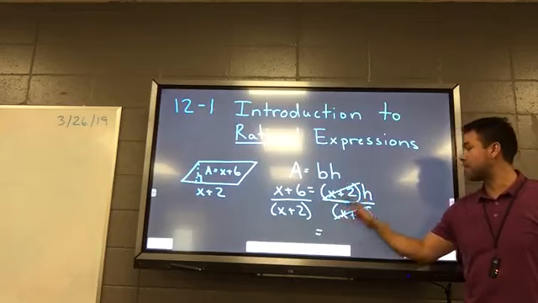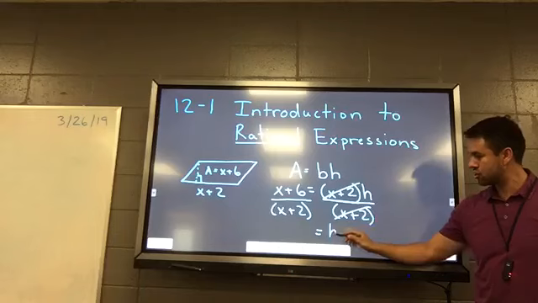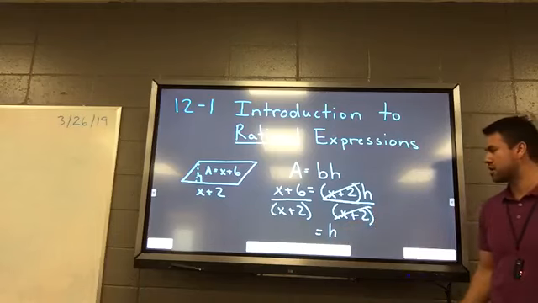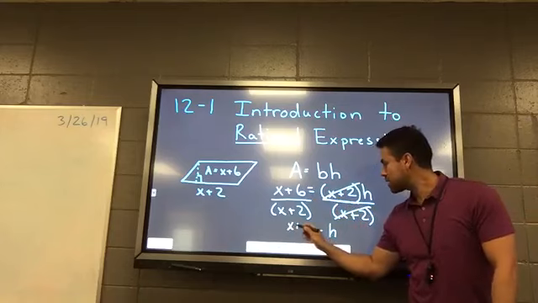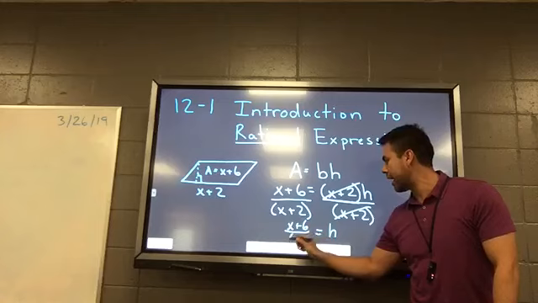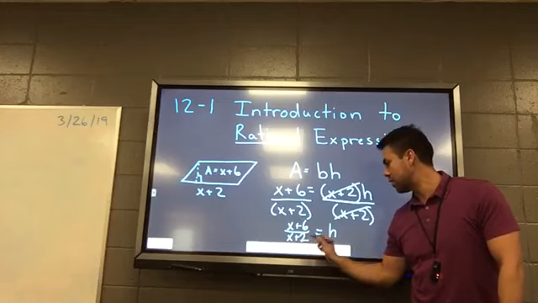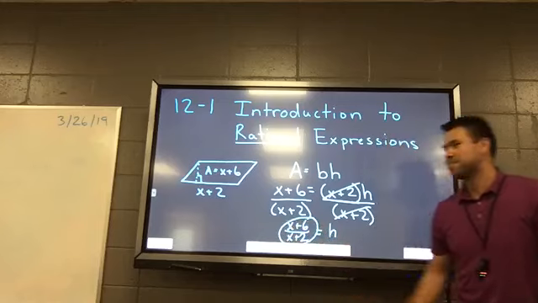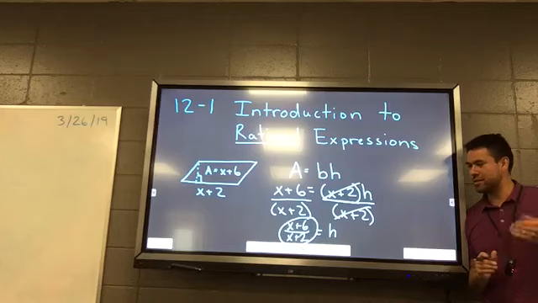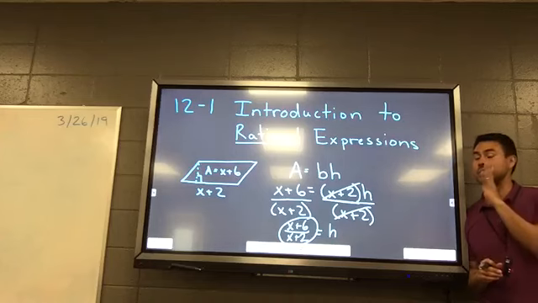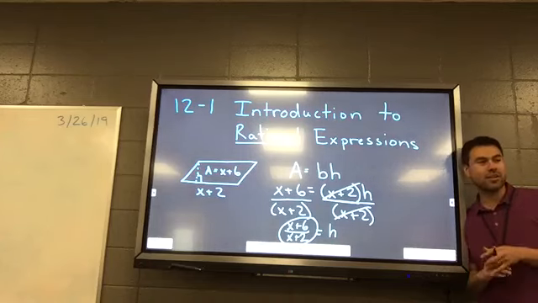What are you left with on the right side? h. Or 1h, right? Which is h. And then what are you left with on the left side? x plus 6 over x plus 2. Doesn't it seem like 6 over 2 is 3? Actually, it's not. And here's why.